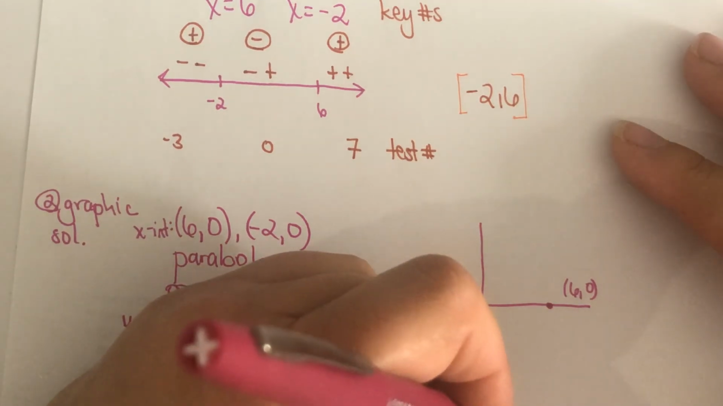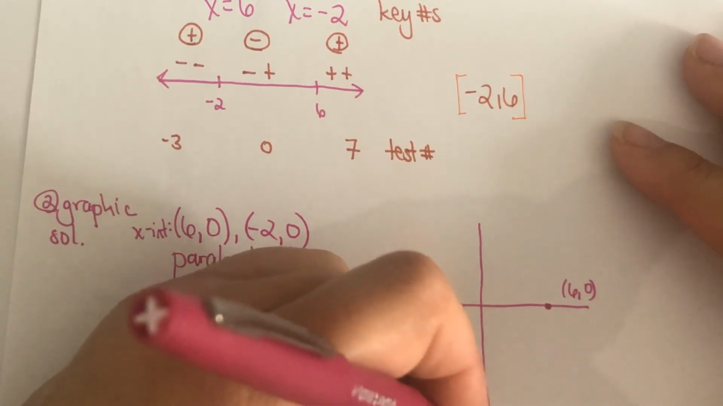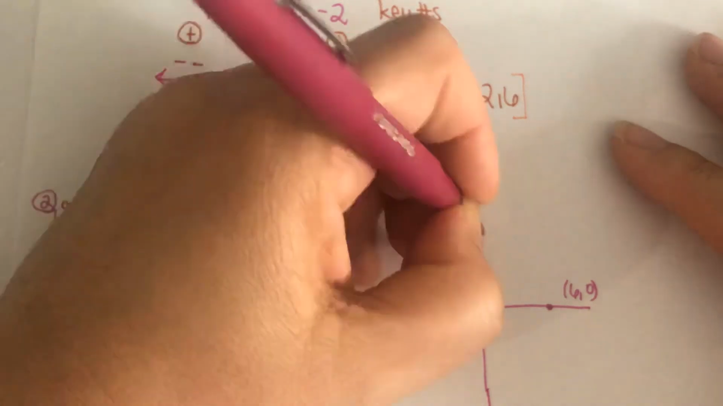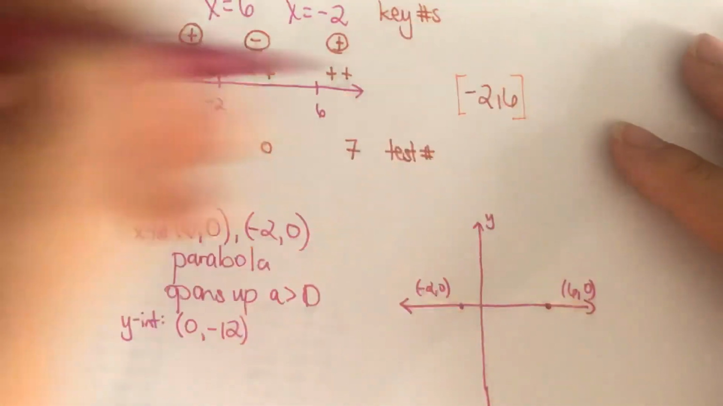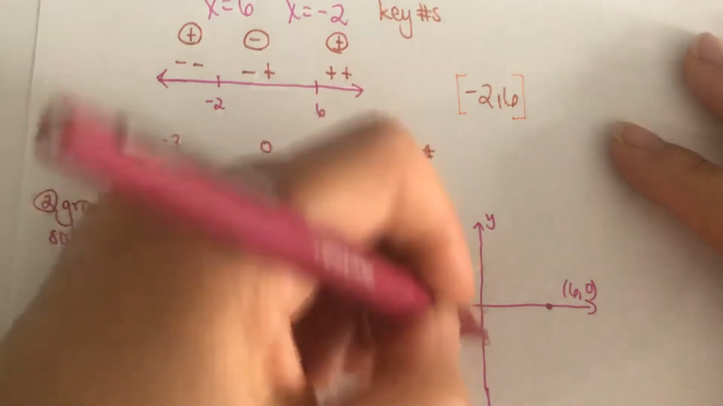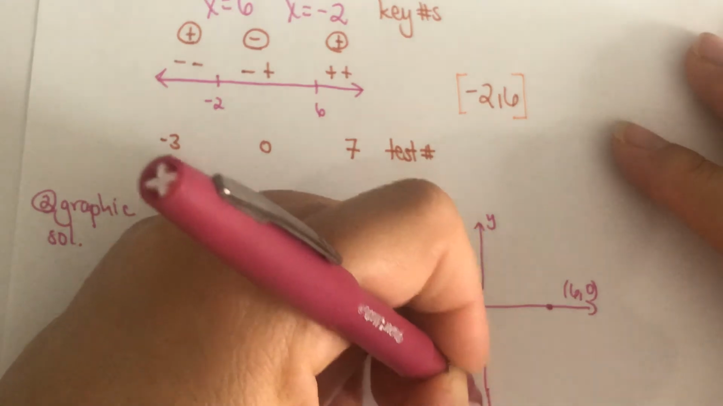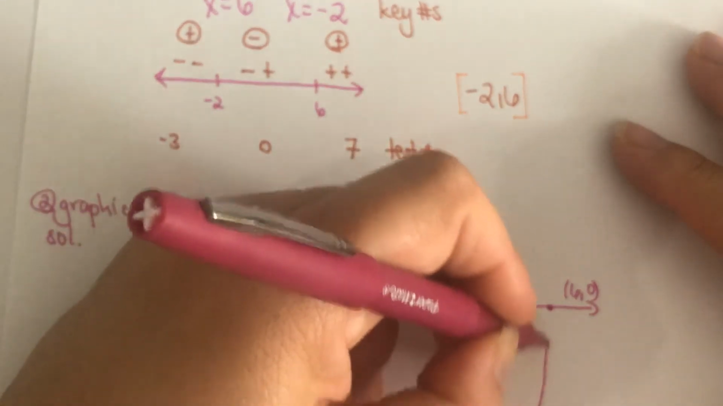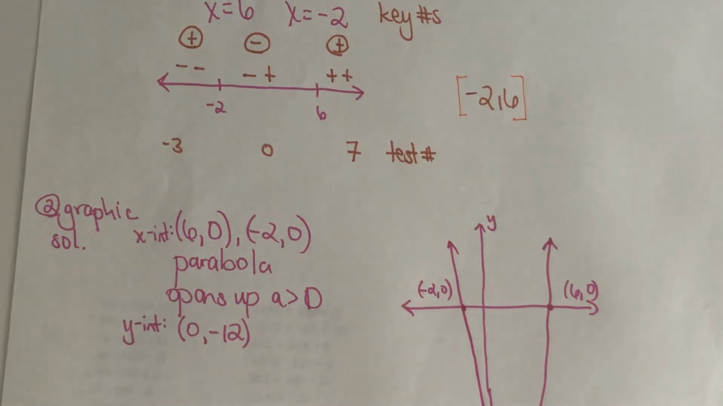And I'm not going to have this be to scale because it's just a sketch. 0, -12. I know it opens up, right? So I'm just going to sketch. I really don't know what this looks like, but all right.